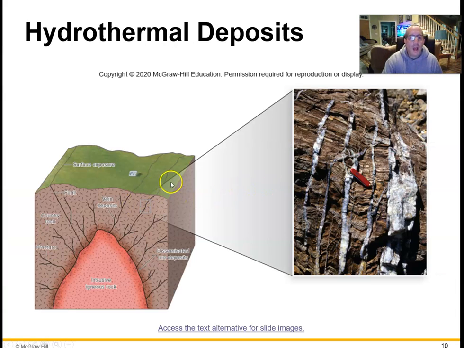So again, you've got hydrothermal deposits. You can see here where you had rock existing, you had these small cracks and fissures in the rock. The magma was pushed up into these, and it cooled and restructured those atoms, those minerals in that rock. And now you've got veins, they call these veins of different types of minerals in this rock.